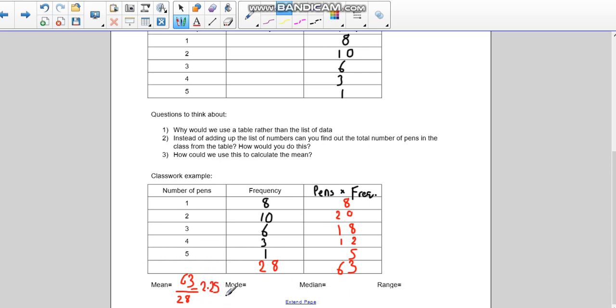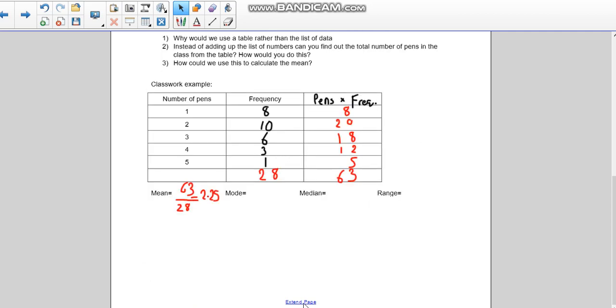Although that's not a sensible answer, because you can't have 2.25 pens each, it is acceptable to leave that as your answer. But if you wanted to, you could say that's 2 to one significant figure. We could round it. But either way, your answer there should be between 1 and 5. It should never be bigger than 5. It should never be smaller than 1. Your answer has to be able to fit into this table.